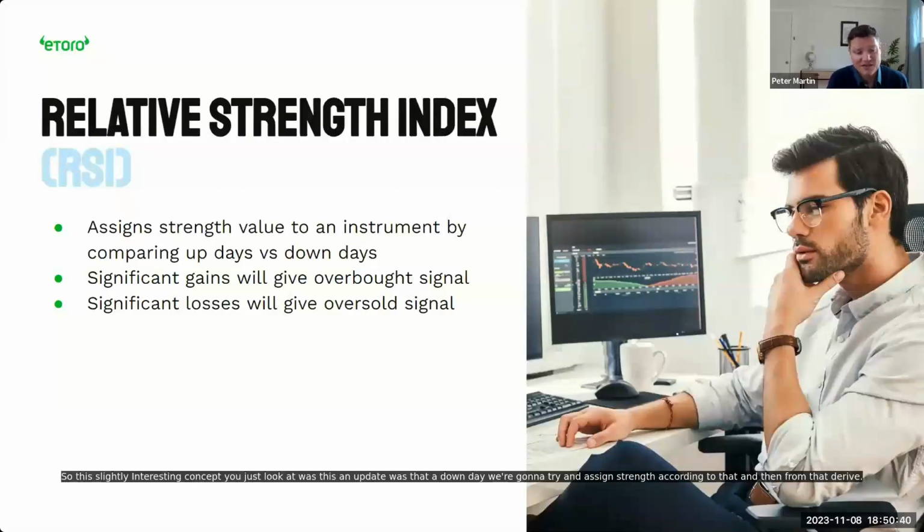So what the RSI does, it assigns a strength value to an instrument by comparing up days versus down days. So it's this slightly interesting concept. You just look at, was this an up day? Was that a down day? And we're going to try and assign strength according to that. And then from that, you derive a value. We'll look at the calculation in just a second. If you're seeing day after day of gains, then it starts to give you an overbought signal. If you're seeing loss after loss, then it gives you an oversold signal. Typical oscillator, in other words.